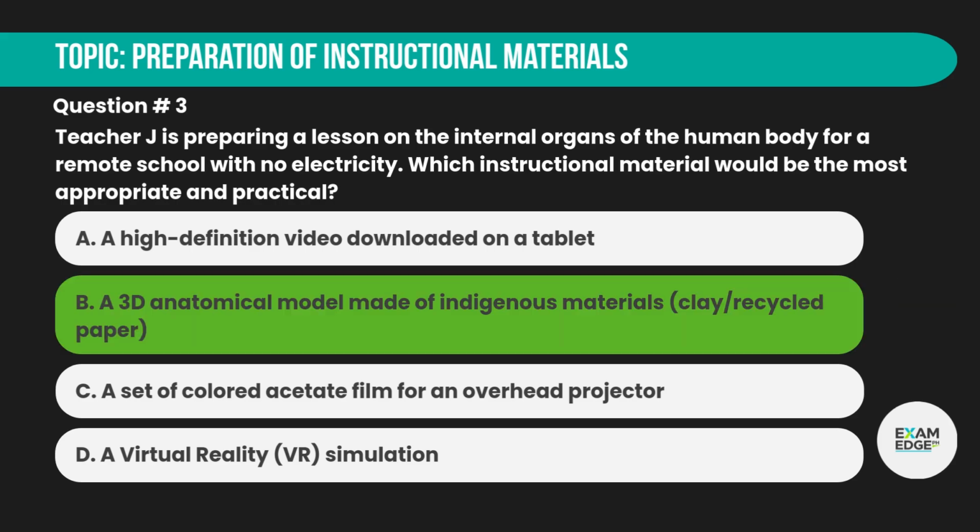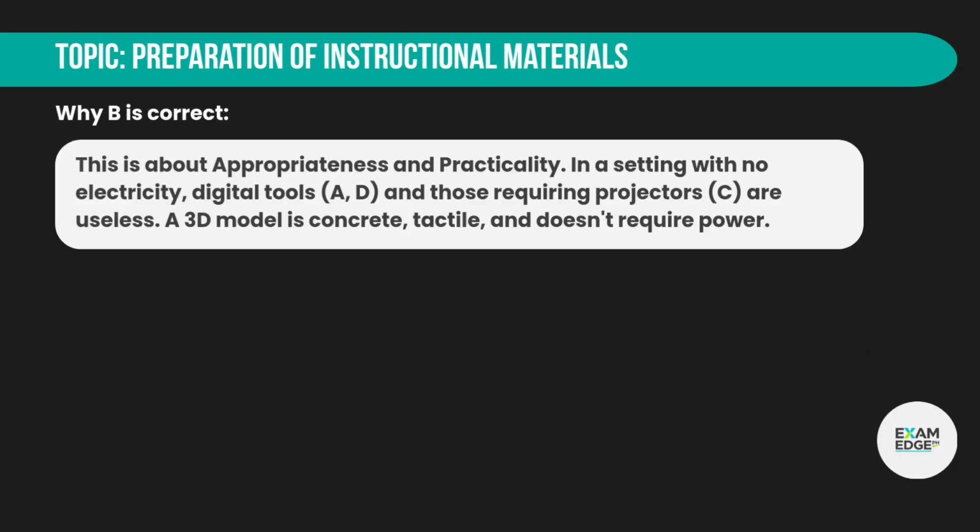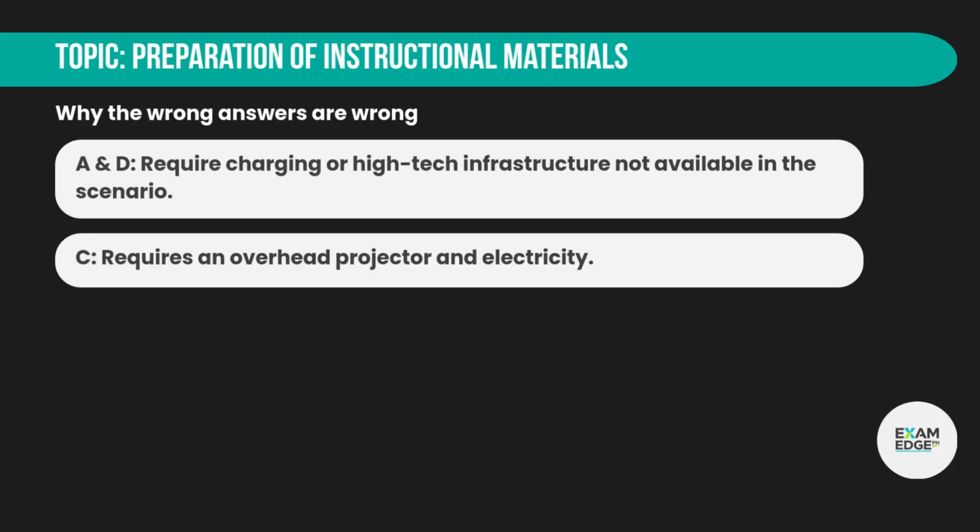Correct answer: B. A 3D anatomical model made of indigenous materials, clay, recycled paper. Why B is correct? This is about appropriateness and practicality. In a setting with no electricity, digital tools, A, D, and those requiring projectors, C, are useless. A 3D model is concrete, tactile, and doesn't require power. Why the wrong answers are wrong?